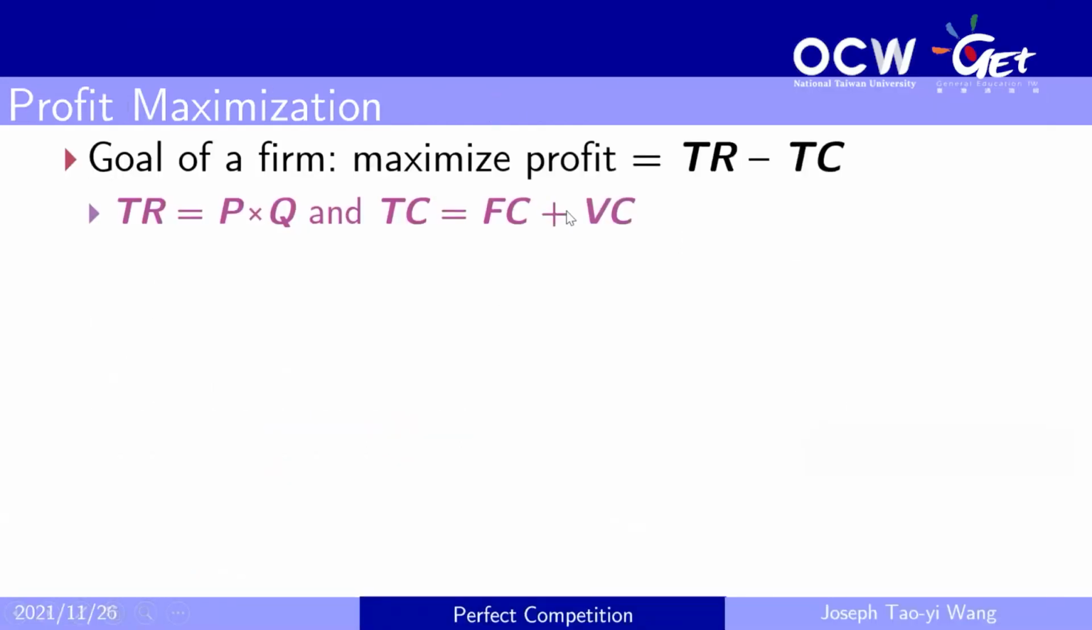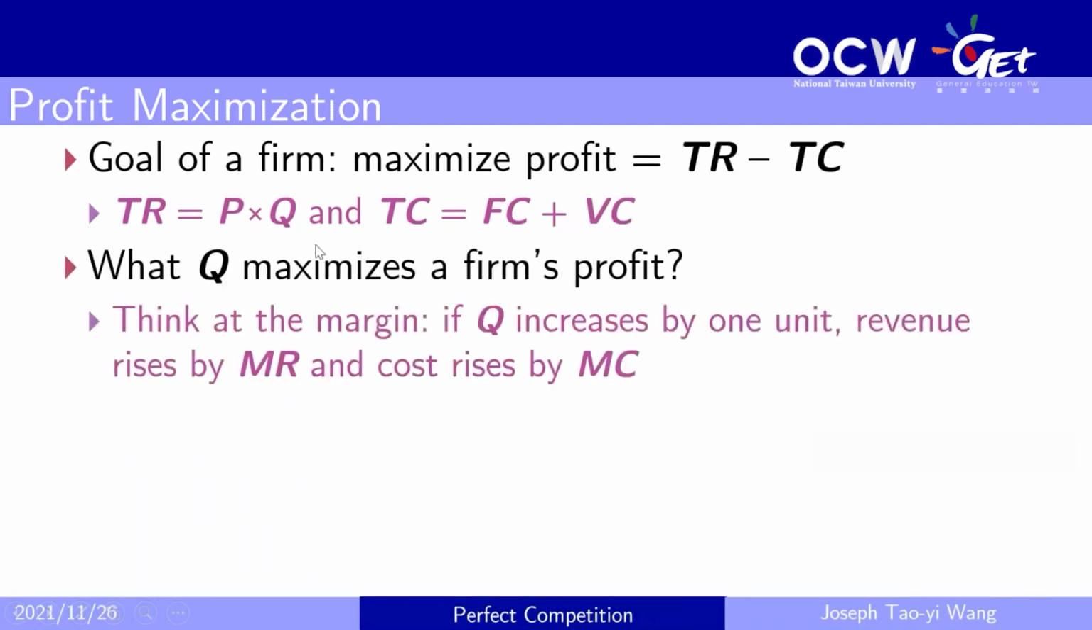All right, so remember, the goal of the firm is to maximize profit, which is total revenue minus total cost. And total revenue is price times quantity. And the total cost is the fixed cost plus variable cost. This is what we know from before. So which quantity maximizes a firm's profit? Well, rational people think at the margin.